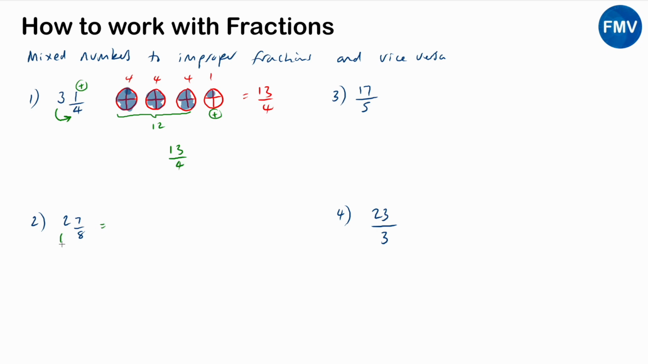Looking at this one here, 2 times 8 is 16. 16 add 7 is 23. And that gives us 23/8. Now in both of these cases we can't simplify any further, so they remain as they are.